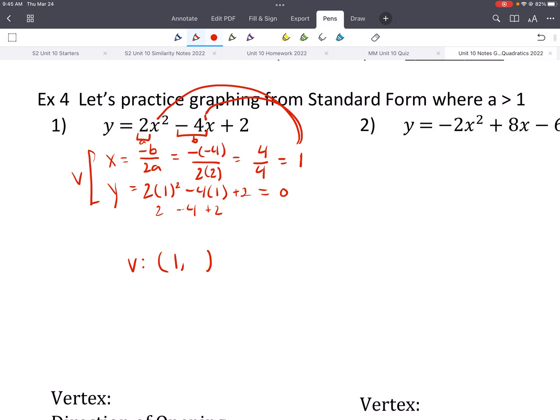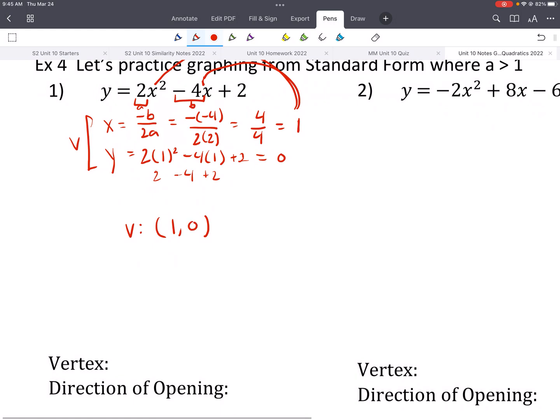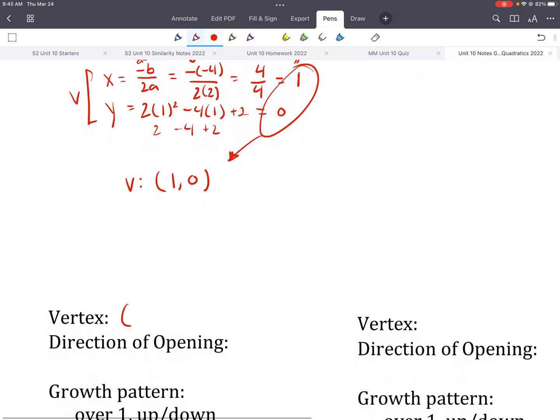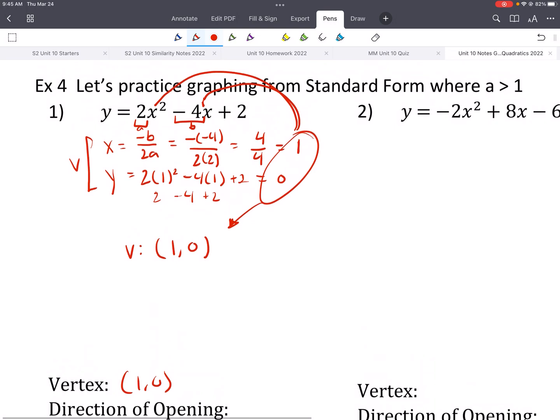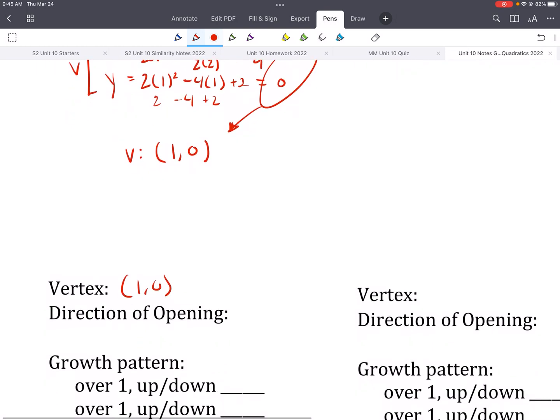Well, we will find out for sure. Actually, I think it's going to be okay. So we get 1 comma 0 is our vertex. Okay, that's what our vertex is. All right, so the vertex here is 1 comma 0. Is it opening up or down? Well, A is positive, so that's how we know. So it's opening up because A is positive.